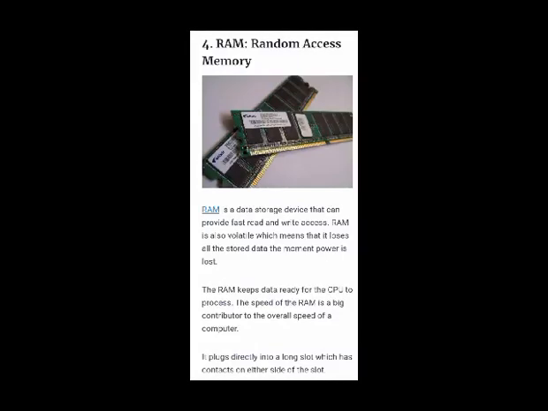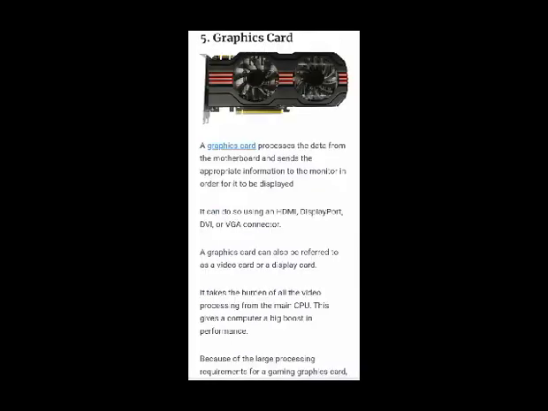RAM, Random Access Memory. RAM is the data store device that can provide fast read and write access. RAM is also volatile, which means that it loses all the stored data the moment power is lost. The RAM keeps data ready for the CPU to process. The speed of the RAM is a big contributor to the overall speed of a computer.